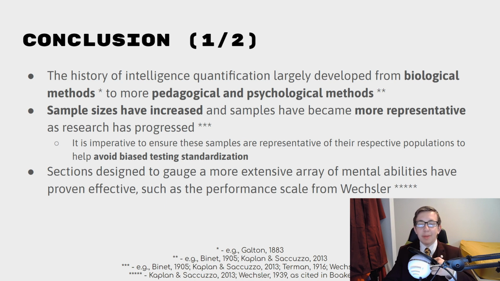And it's important to remember that these samples are representative of their populations to help avoid biased testing standardization, which is negatively going to affect groups, such as the IQ score deviation in those test sections. Slowly, we've been able to have a more extensive array of mental abilities that have been evaluated, and this has begun to be proven effective, such as Wechsler's performance scale.